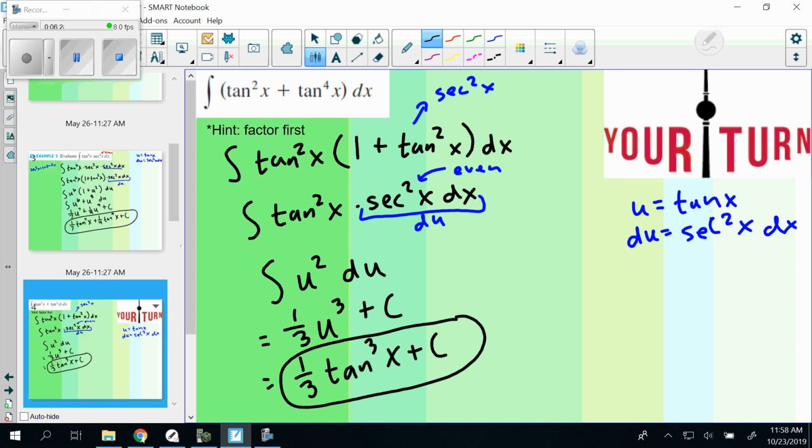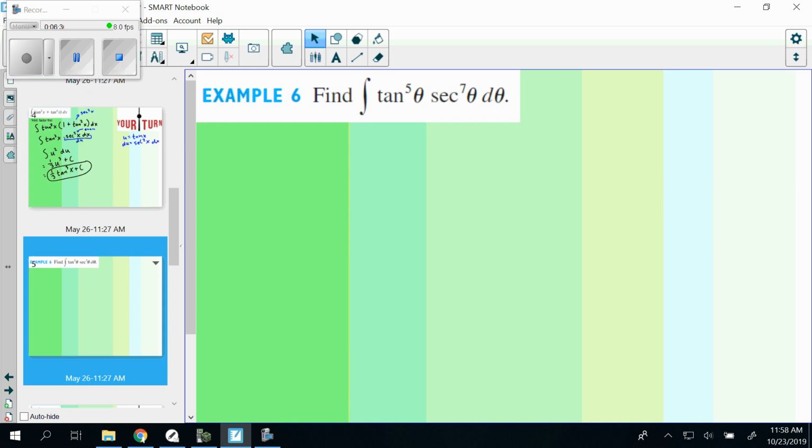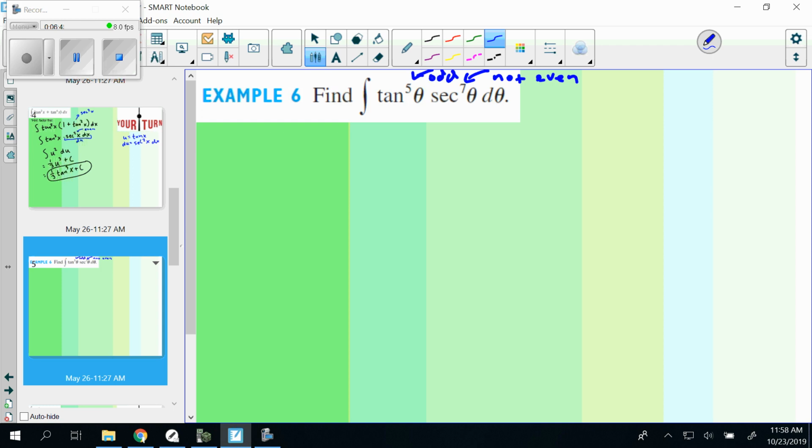All right, let's look at some different ones here. So this one now, you can see it's not an even power. If it's not an even one, then we want to look at the tangent. Our tangent is an odd one. So on those ones, that's where we're going to want to save a secant tangent.